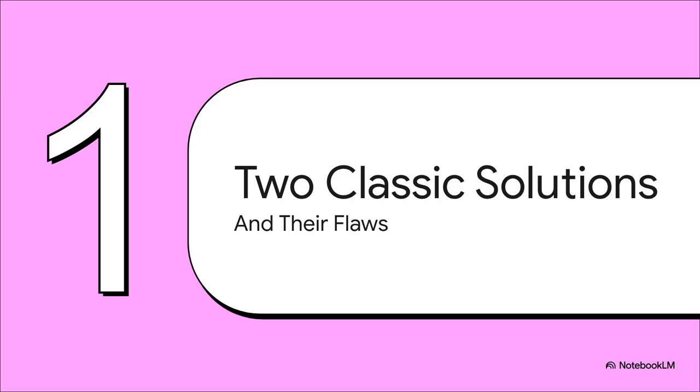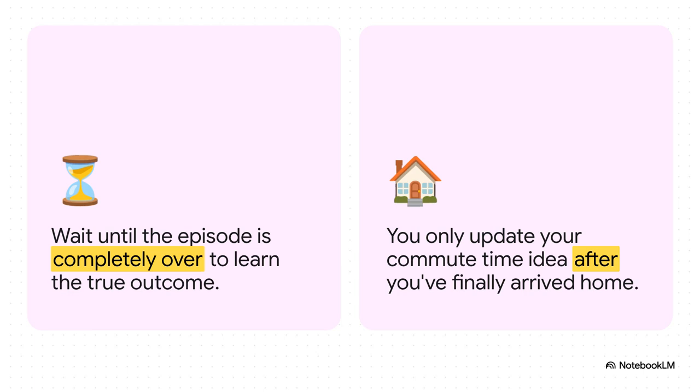So, before we get to the really clever solution, let's take a quick look at a couple of the older ways people tried to solve this prediction problem. We'll call them the classic solutions, and you'll see pretty quickly why they both have some major flaws. First, you've got what we can call the patient method, technically known as Monte Carlo. The rule here is super simple. You wait. You wait until the entire journey, the whole episode, is over. Only then do you look back and learn. So in our commute analogy, this means you drive all the way home, get stuck in traffic, finally walk in your front door, look at the clock, and then you say, that wasn't 30 minutes, it was 50. You only update your belief after you have the final true answer. It works, but man, is it slow to learn.